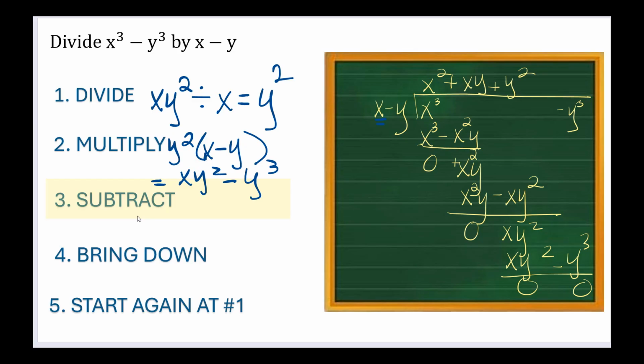And so we're done. And so what we just found out is that a difference of cubes is also factorable. You know that if you multiply the divisor times the quotient, you get the dividend. So x minus y times x squared plus xy plus y squared is equal to x cubed minus y cubed.